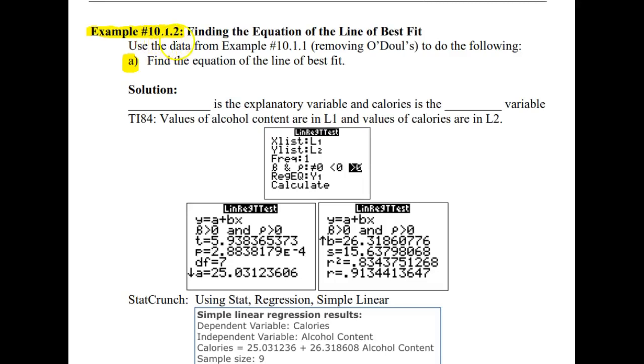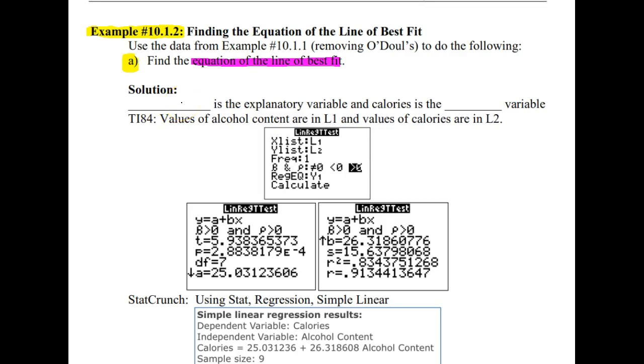So example 10.1.2, finding the equation of the line of best fit. We're going to go back and use the data from example 10.1.1, where we've removed the O'Doul's non-alcoholic beer, to do the following. Part A says to find the equation of the line of best fit. All right, so again, we're going to define our variables here to begin with.